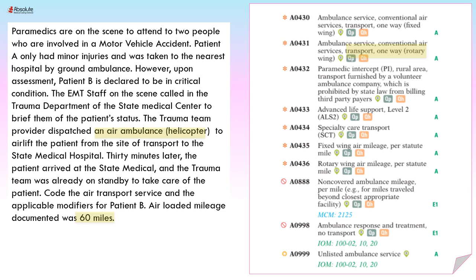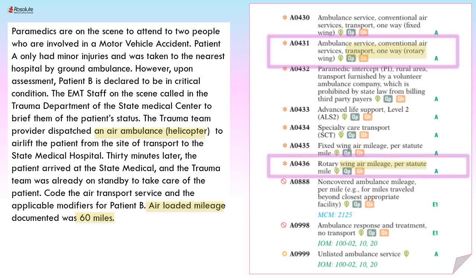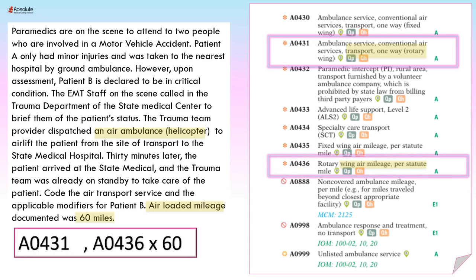However, we do have to code for the mileage. Remember, we have to code the air loaded mileage. And for this encounter, the documented mileage was 60 miles. So that will give us code A0436, rotary wing air mileage per statute mile. So to code for all 60 miles together, your codes are going to look like this: A0431 and A0436 times 60. All right, following along so far?